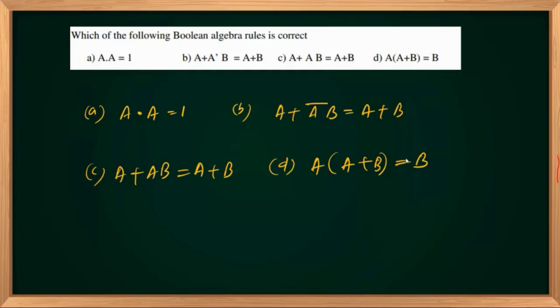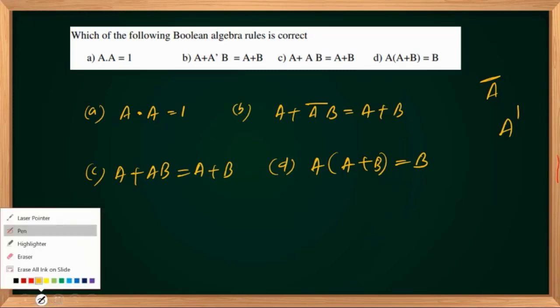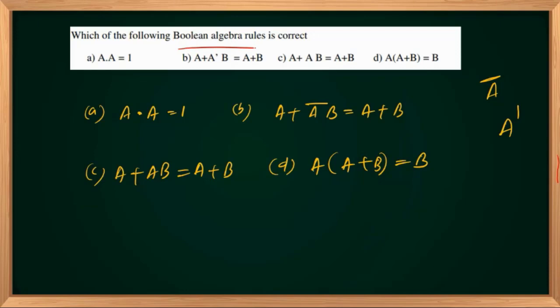Which one is correct? A complement can be represented either this way or like this, both ways. It's a multiple choice question, so only one option will be true. If you observe that A plus A bar B equals A plus B, then you can tick the second option. You need not check the other options because only one option will be true. We understood that the second option is true: A plus A bar B equal to A plus B. So B is the right choice.